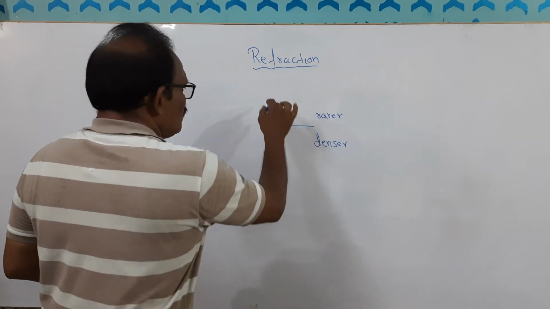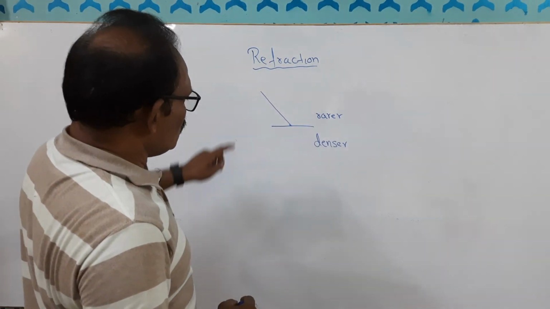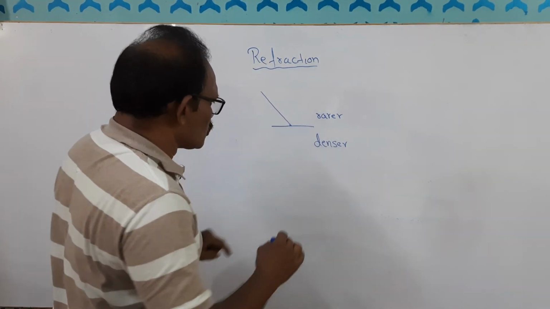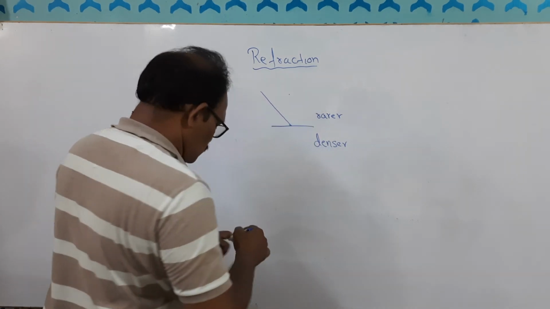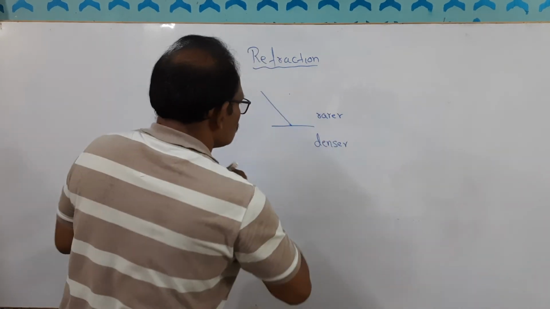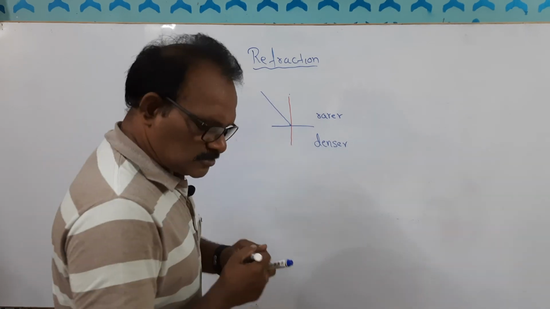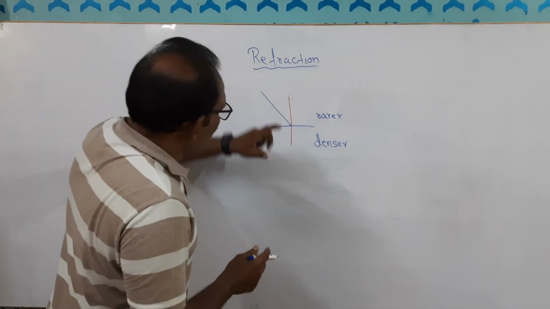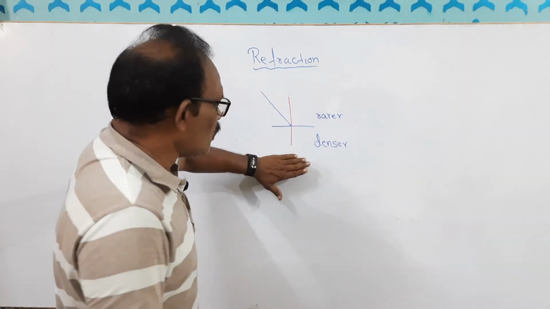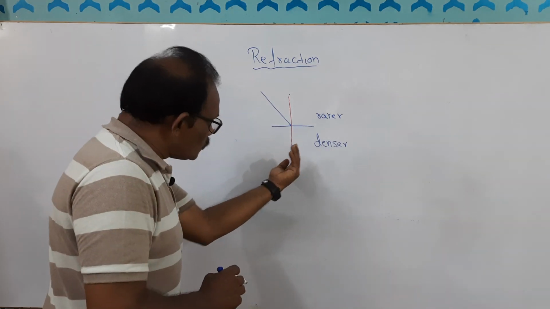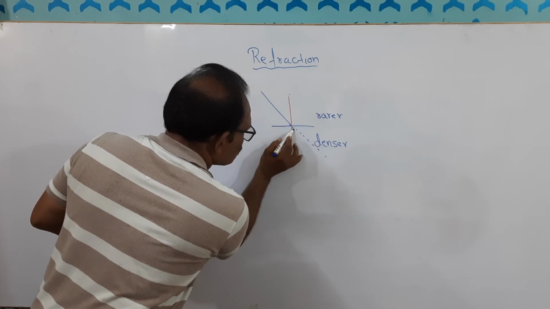Now what happened? When a ray of light, this incident ray, crosses the point in the glass, you put a point and from there draw a perpendicular that is called the normal line. You draw a normal line here. Now, when a ray of light travels from rarer medium to denser medium, what happens? It will slightly bend towards the normal. Actually, it should go straight like this, but it will go in this manner.